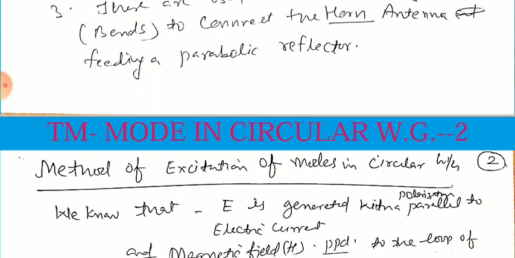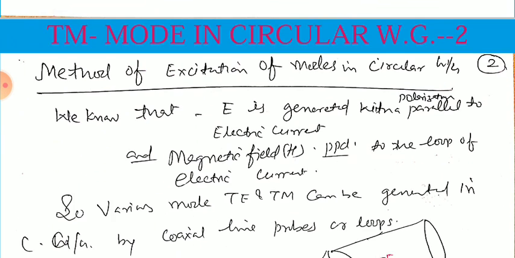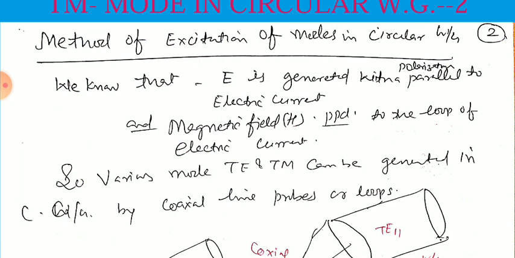Now, the methods of excitation of the modes in the circular waveguide. There are different types of methods by which we can excite the modes inside these circular waveguides. For this we go to the basic concept: the electric field is generated with a polarization parallel to the electric current. Means if you have parallel wires, then by using that we can obtain the electric field. And for the magnetic field, it is perpendicular to the loop of the electric currents, because the field is perpendicular to the loop. In a current carrying loop, a magnetic field develops.